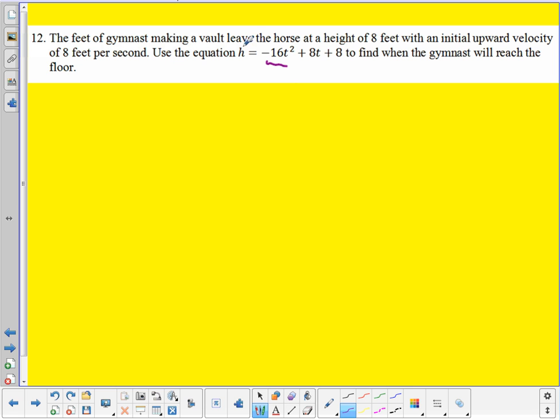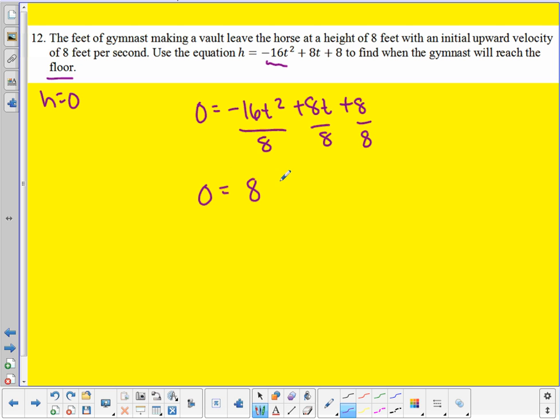I need to take this. I want to find her when she hits the floor. That's h equaling 0. So I have 0 equals negative 16t squared plus 8t plus 8. And then I am going to factor this. So I start with dividing out a GCF. I have a GCF of 8, so I'm going to take an 8 out of all of these. That gives me 8 out front with a negative 2t squared plus t plus 1.